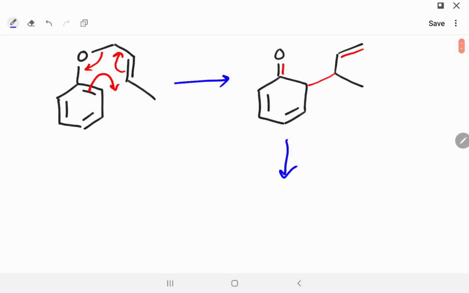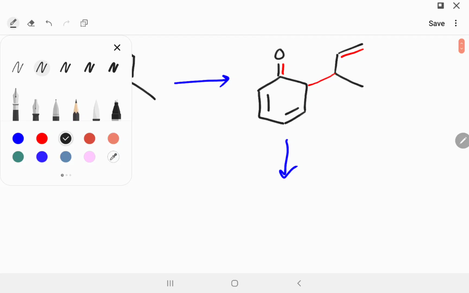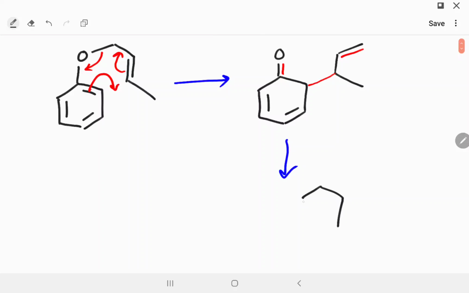The ketone group will convert into an enol group, so you will get your phenol back. In fact, you will get your phenol. Let me draw it again. Did a poor job drawing it. Anyway, so here is your phenol, and on the ortho position you are going to have an allyl group. So this is your answer.